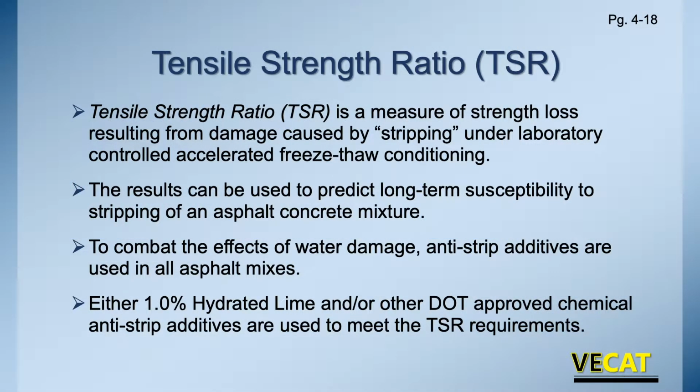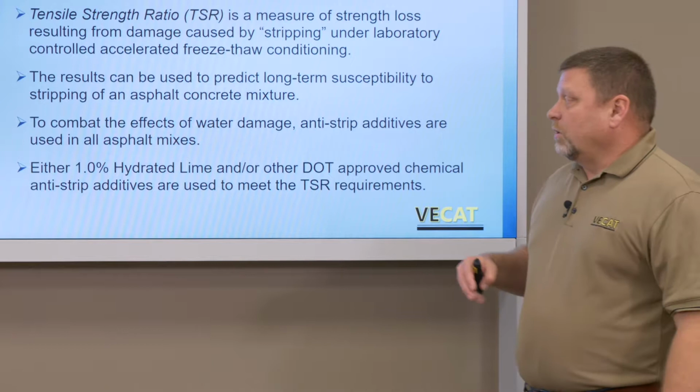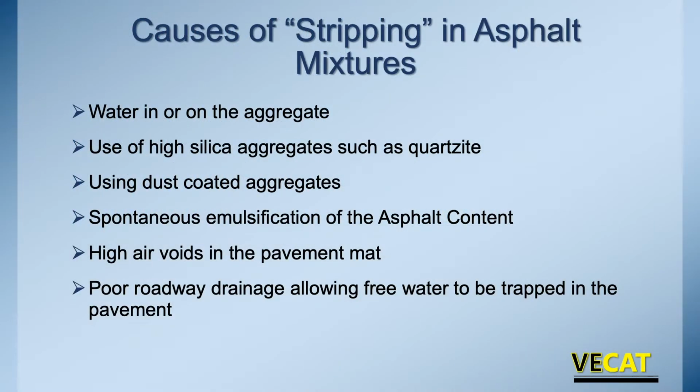Okay, anti-strip is there to combat the effects of water damage, and there are typically anti-strip additives used on all our mixes in Virginia. What I'm saying here is VDOT requires you to use an anti-strip. Doesn't matter if it's hydrated lime or one of the numerous chemicals that are approved on the market now, but you are required to use an anti-strip in all your mixes. The dosage for each one is dependent on the particular product you're using, but you are required to use an anti-strip.